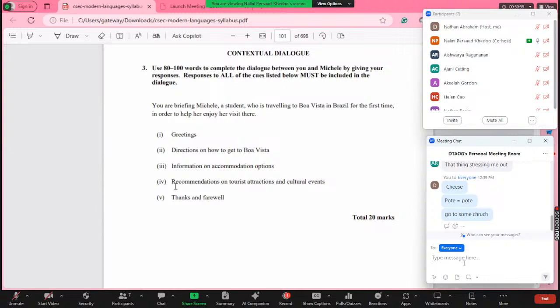So here's what the dialogue will be based on. You are briefing Michelle, a student who is traveling to Boa Vista in Brazil for the first time, in order to help her enjoy her visit there. So that's the general idea. In your dialogue, you're going to have to include greetings, directions on how to get to Boa Vista, information on accommodation options, like booking hotel rooms, recommendations on tours, attractions, and cultural events, thanks and farewell. As long as you include these 5 items within the dialogue, you will get your marks. Of course, the dialogue is going to spread out, so let's go straight into it.